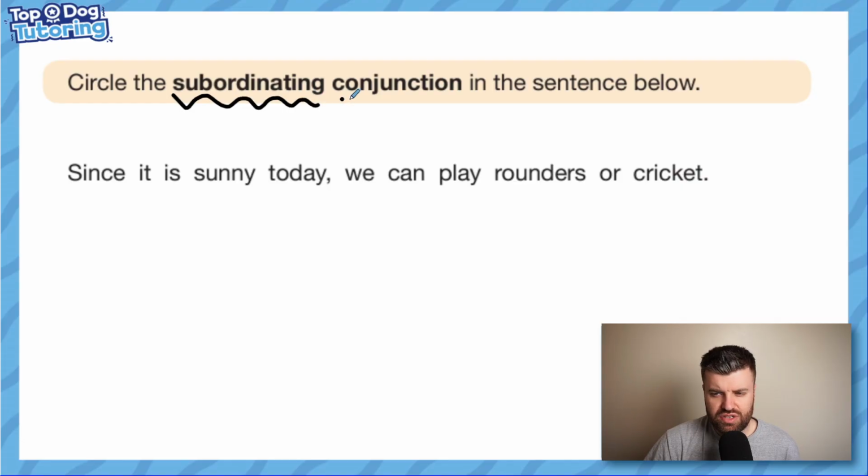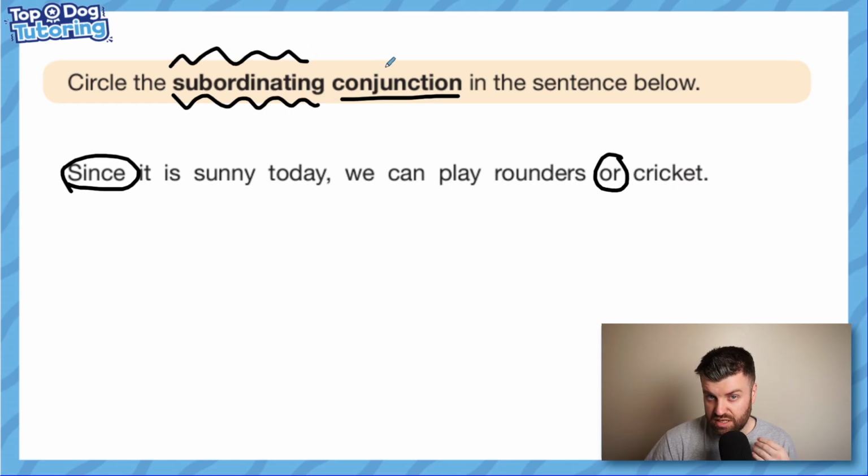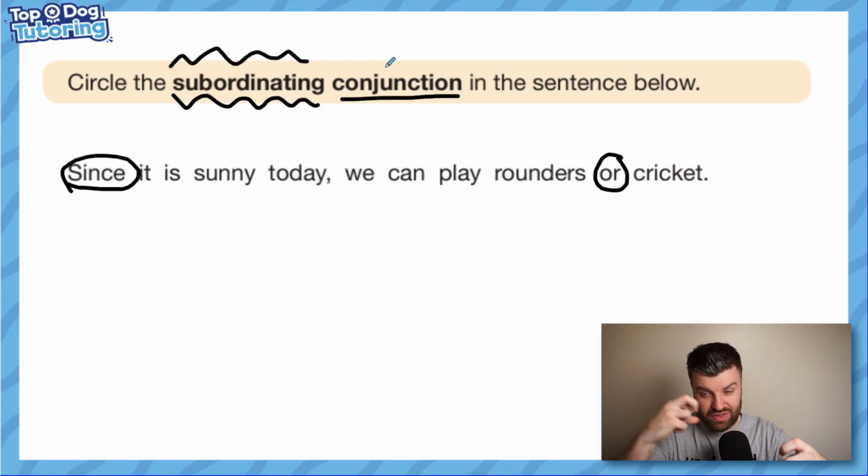This is where we're going into more detail, like I just said. We've still got the word conjunction. Circle the subordinating conjunction in the sentence below. And let's imagine for a second you didn't know what subordinating meant. And you're looking at the sentence and you think, well, since is a conjunction. We can play around as or. Oh, or is a conjunction. So which one am I going to go for? Well, this is where the word subordinating comes in. A subordinating conjunction goes at the front of a subordinating clause. It's a clause that does not make sense on its own. It's a clause that is dependent on the other one.